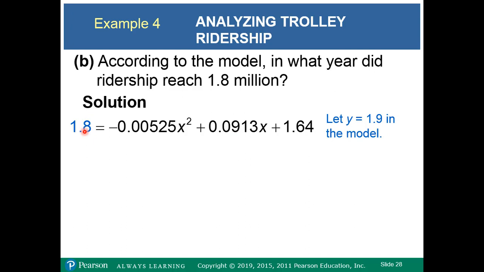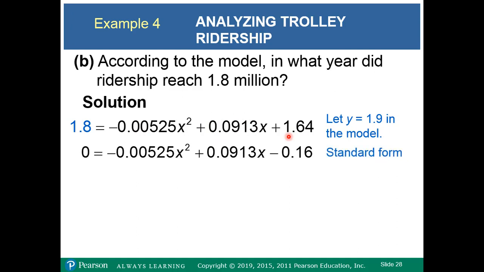And now here's where we're going to have to use the calculator. We can't factor this, right? So we're going to use the quadratic formula, and this is going to be our A, this is B, and this is C. Or I'm sorry, I forgot, we've got to put it in standard form. So this becomes negative 0.16. We subtract 1.8 from both sides and put it in standard form. Sorry, I meant to say that.